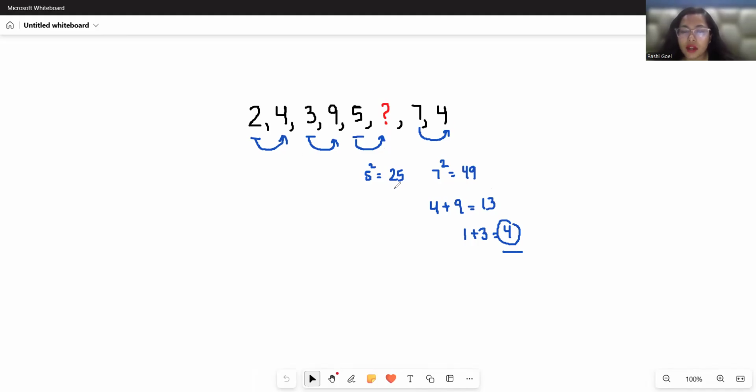So similarly, 5 square is 25. So we can write 2 plus 5, that is 7. So what replaces the question mark? 7. I hope it's clear and you find it useful.